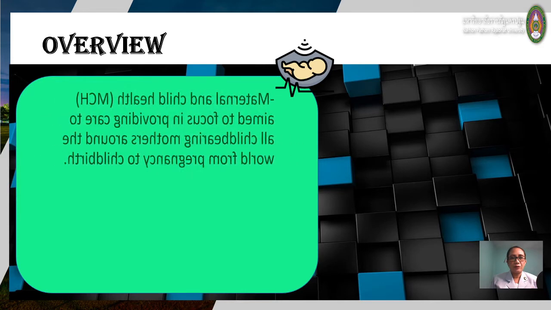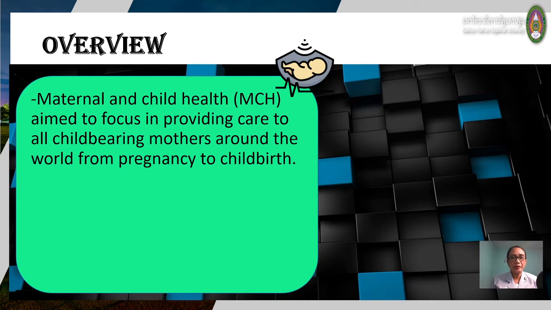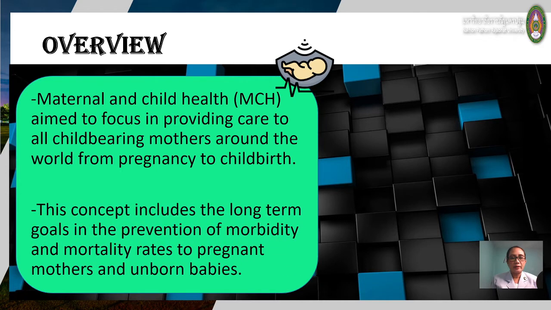So as an overview, maternal and child health, or MCH, aims to focus on providing care to all childbearing mothers around the world from pregnancy to childbirth. This concept includes the long-term goals in the prevention of morbidity and mortality rates of pregnant mothers and unborn babies.